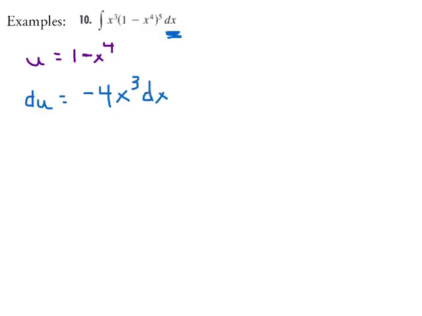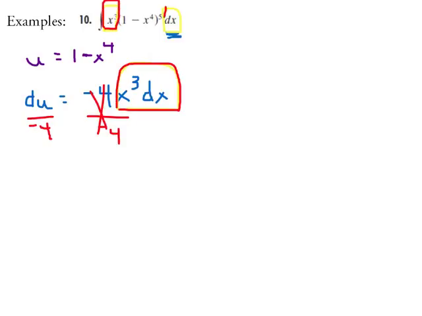Okay, well, now let's check out what you have in the problem. You have an x cubed and a dx. Well, look what you have here. You have an x cubed and a dx. So what I want to do is solve for that, and I can do that by dividing by -4. So that means that x cubed dx is going to get replaced with -1/4, or du over -4. So again, the x cubed dx is going to get replaced with du over -4.